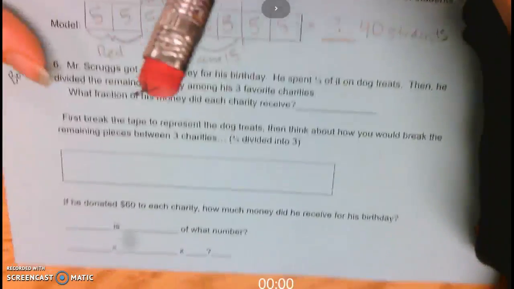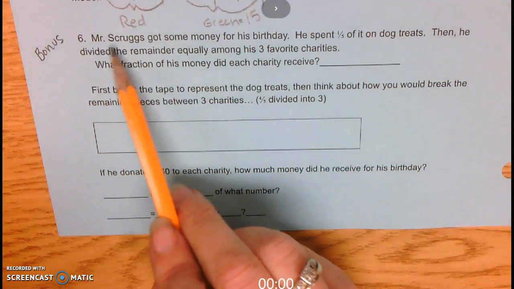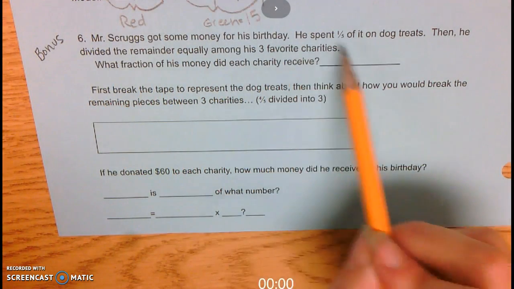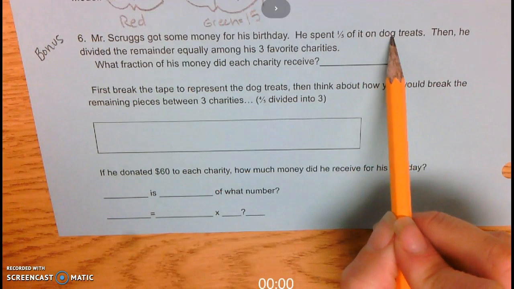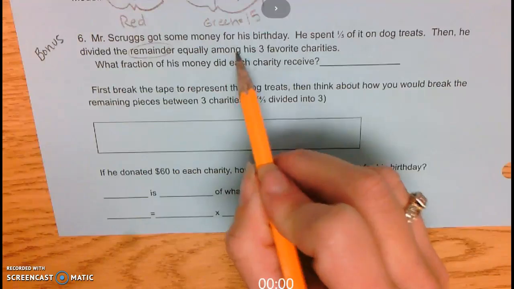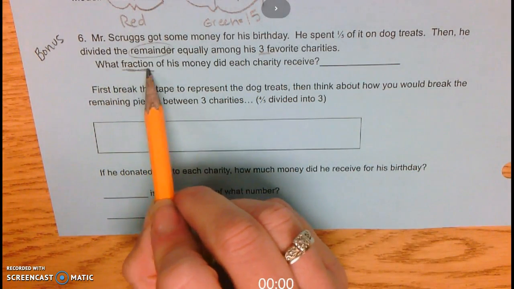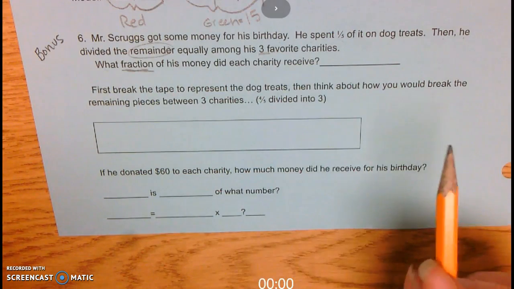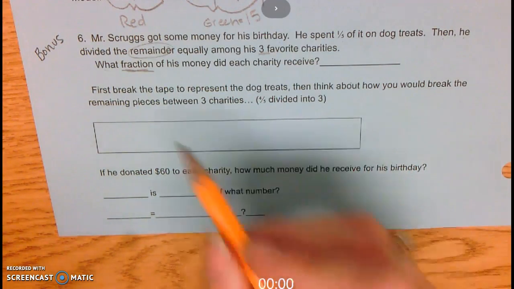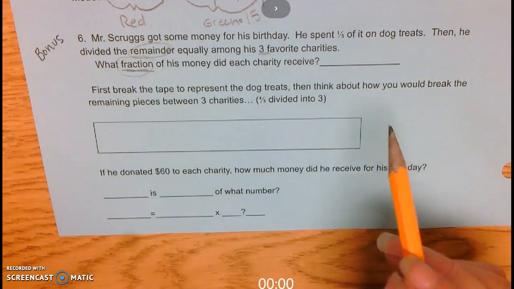All right. This last one here is going to be similar to the one we just did. So Mr. Scruggs got some money for his birthday. He spent 1/5 of it on dog treats. Then he divided the remainder equally among his 3 favorite charities. What fraction of his money did each charity receive? So this time we're looking for a fraction, not for the amount of money.